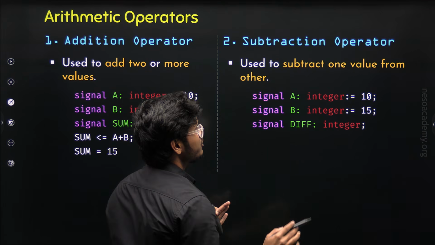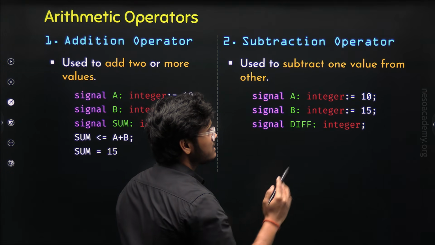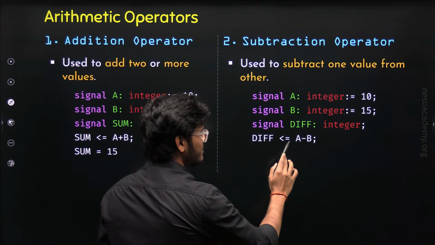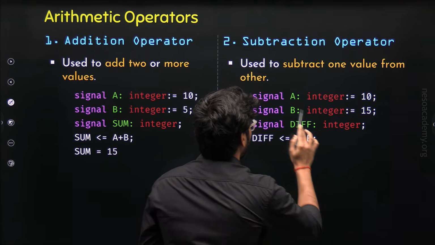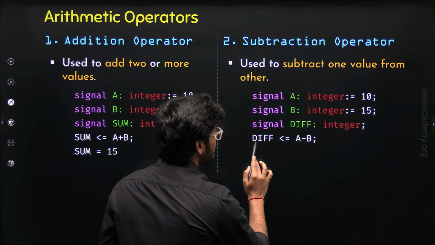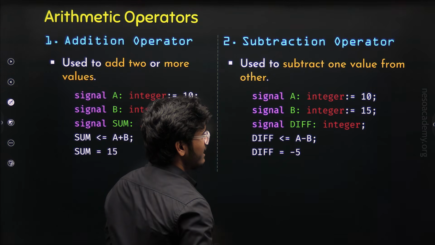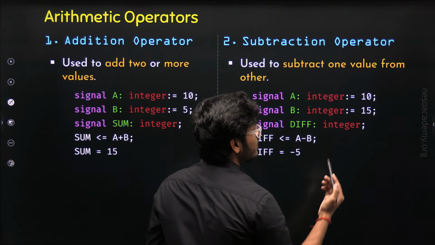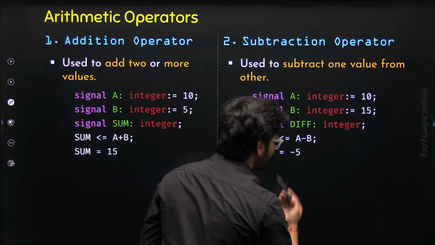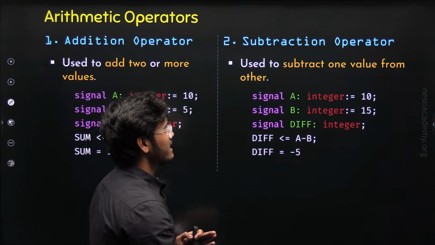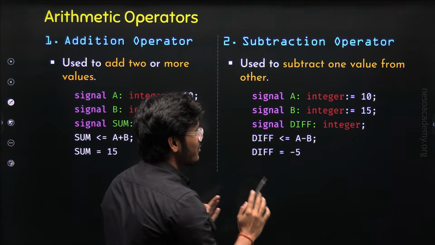Now let's see how to use the minus symbol to perform subtraction. Here I am assigning A minus B and storing the result inside the signal named diff. So the signal diff will have the value 10 minus 15, which is equal to minus 5. So I hope you understand how to use the subtraction operator.